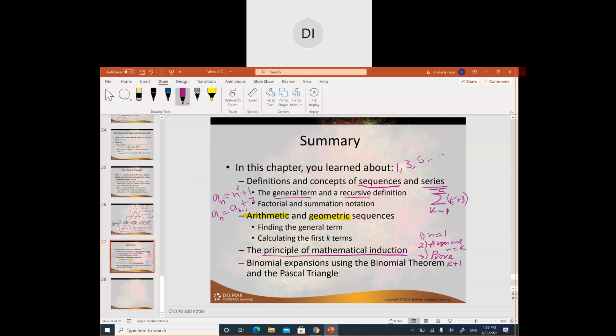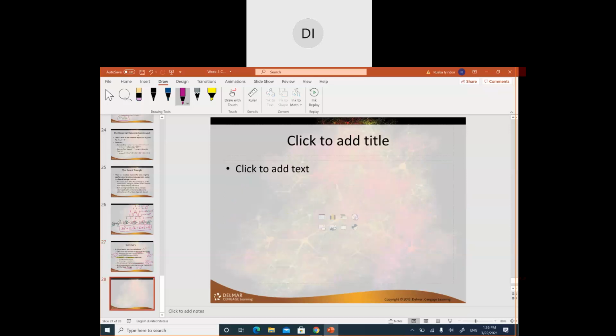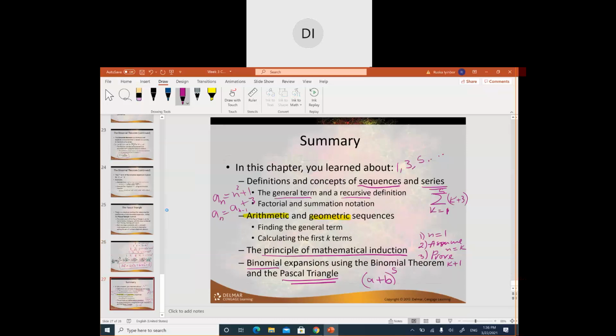Okay? And here, binomial expansion using Pascal's Triangle. That's the easiest way. When you have 2 terms, like a plus b with an exponent, whatever, 5, 10, whatever the exponent. Okay? So this is what we have for this week. Let me know if you guys have any questions. We're going to talk about this more, but let's see if you have any questions right now.